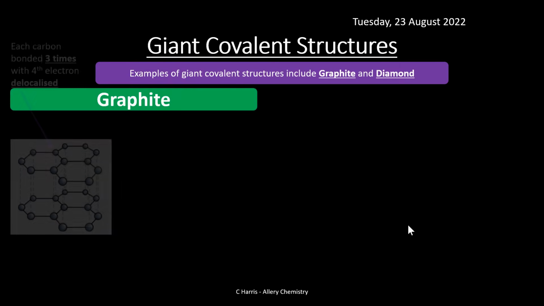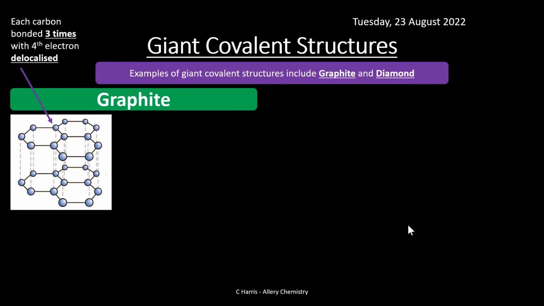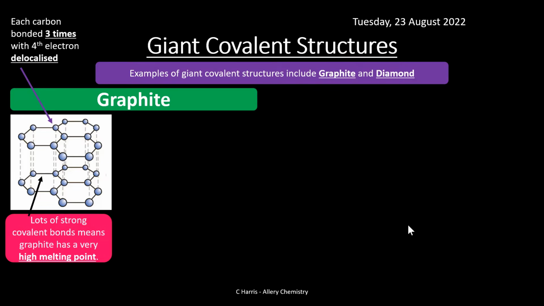So if we start with graphite first, obviously graphite is found in pencils. So it's not lead that's found in pencils, it's graphite. Each carbon is bonded 3 times, and the 4th electron is what we call delocalized. So it's not bonded to anything in particular. You might have seen some of this before, probably. So graphite has loads of strong covalent bonds between the carbon atoms, so it has a really high melting point. If you try and melt graphite, say from a pencil, it doesn't melt very well whatsoever.